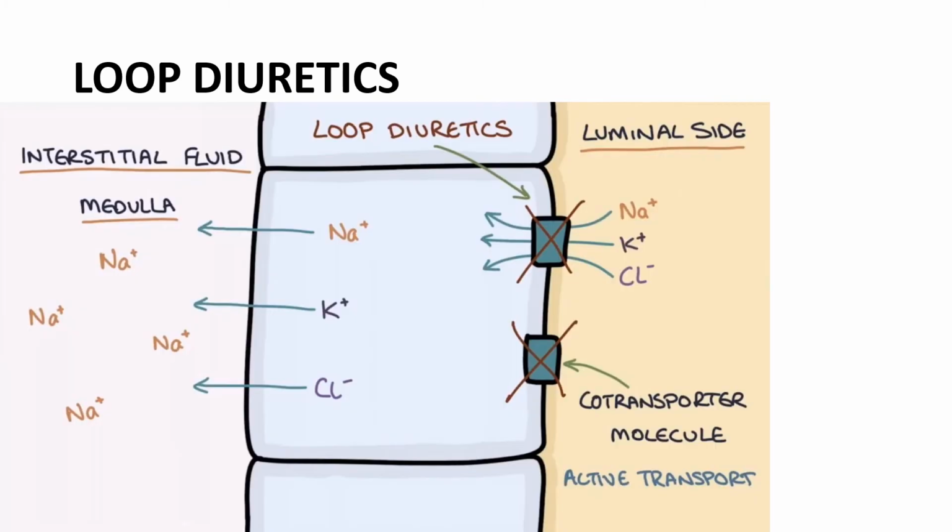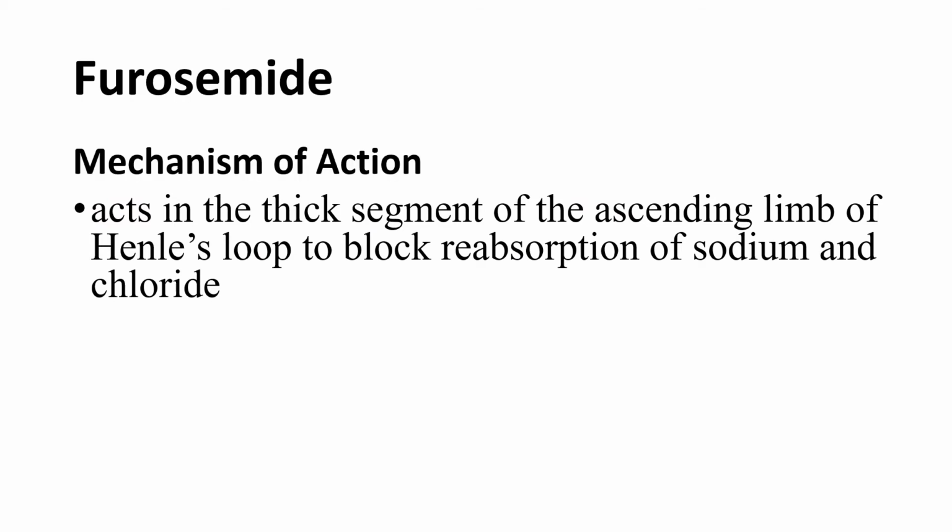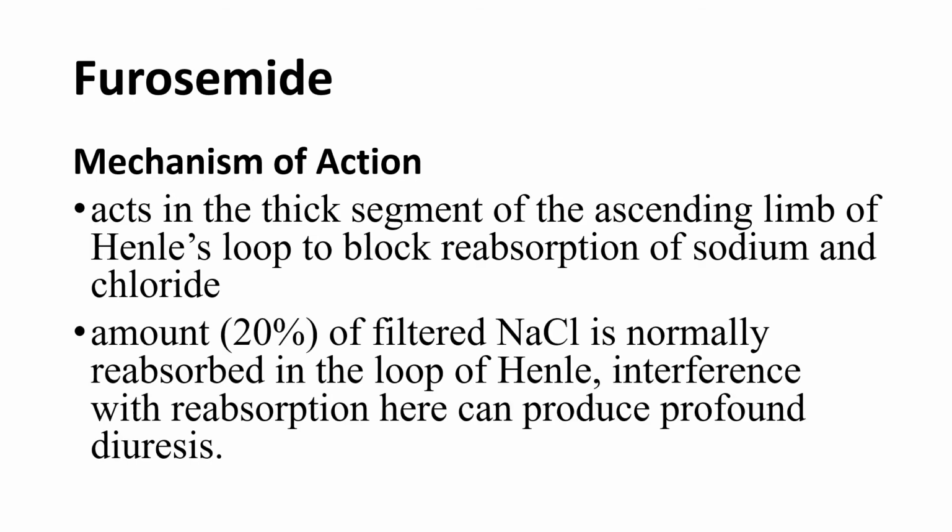Now for your loop diuretics. The prototype of your loop diuretic is your furosemide, with a mechanism of action wherein it acts in the thick segment of the ascending limb of the loop of Henle to block the reabsorption of sodium and chloride. So by blocking the solute reabsorption, furosemide prevents passive reabsorption of water. Since a substantial amount, or 20%, of filtered sodium chloride is normally reabsorbed in the loop of Henle, interference with reabsorption here can produce profound diuresis.